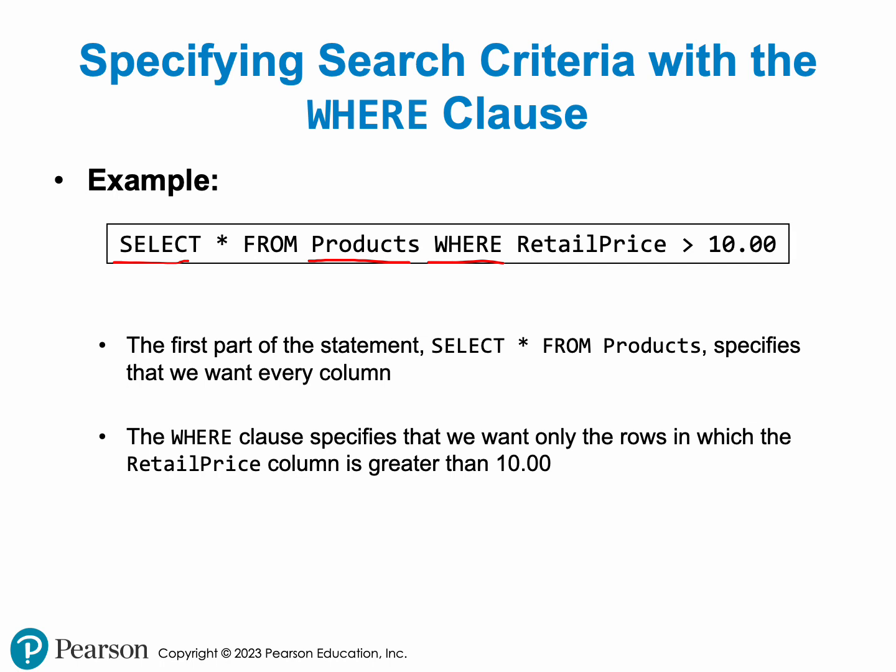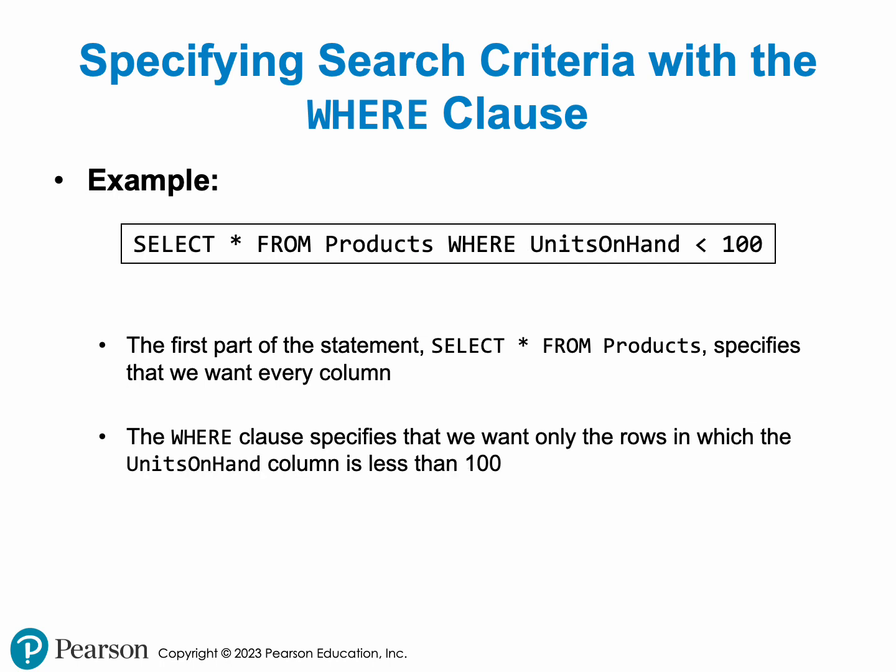I'm going to show you another example. Let's look at this one. We are selecting everything from products where units on hand is less than 100. So if we have less than 100 of a certain product, it will be displayed on your screen.